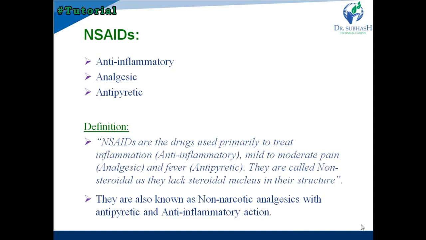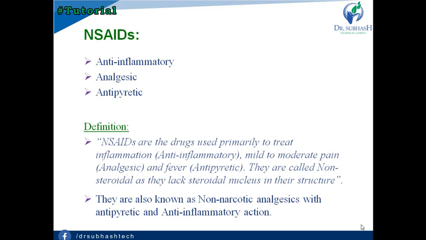Basically, analgesics are of two types. One is narcotic and another is non-narcotic. Narcotics means opioids and non-narcotics means non-opioids. As NSAIDs also have analgesic property and they lack a steroidal nucleus in the structure, they are also known as non-narcotic or non-steroidal or non-opioid analgesics, because they have analgesic properties other than anti-inflammatory. So, NSAIDs are also known as non-narcotic analgesics with antipyretic and anti-inflammatory action.